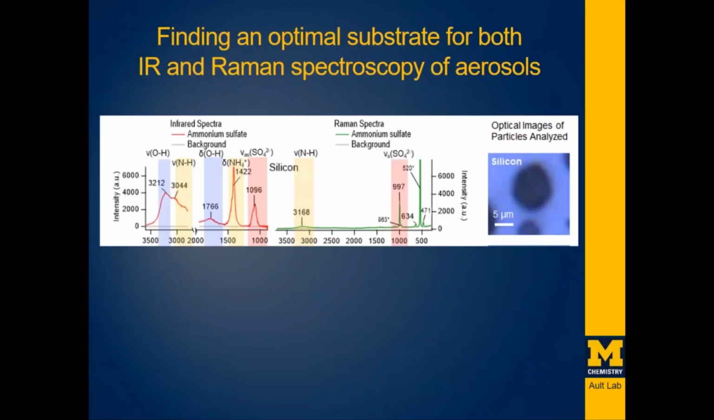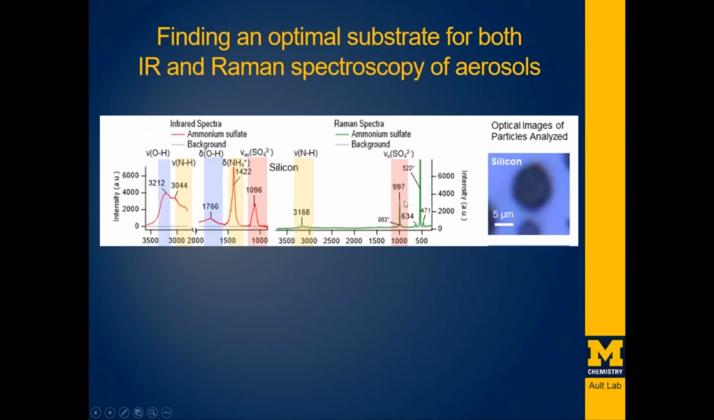So here you can see on the left are Raman spectra, and on the far right here we've got particles impacted on a silicon wafer. These are just ammonium sulfate that we've chosen to give you a sense of what we can do. And you can see here, this is your classic infrared spectrum off of silicon. We've got the NH and OH stretches out here. You've got your NH band as well as your sulfate antisymmetric stretch here at 1100.